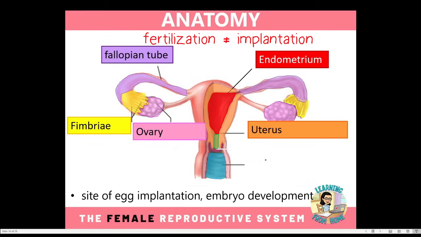When we say fertilization, the egg cell unites with the sperm cell. Now, once they unite, a zygote is formed. So this zygote would come down from the fallopian tube going to the endometrium or in the uterus, and it will implant itself there. That's why this is called site of egg implantation.